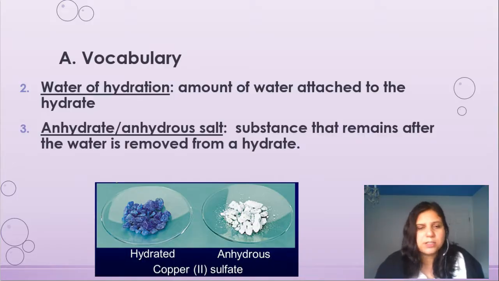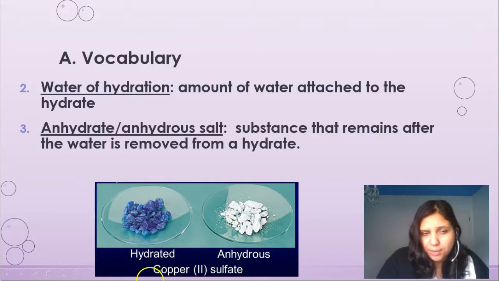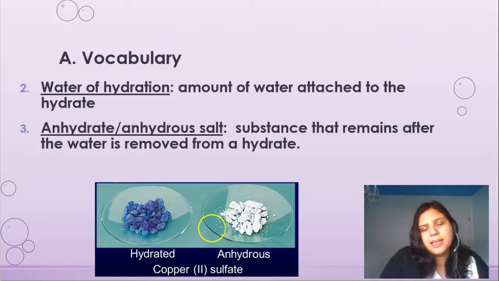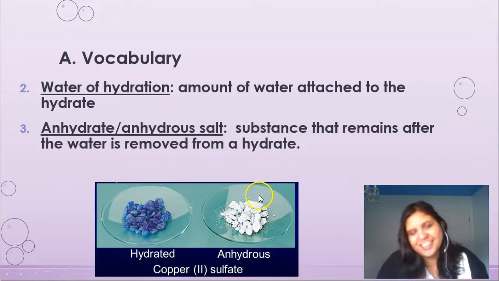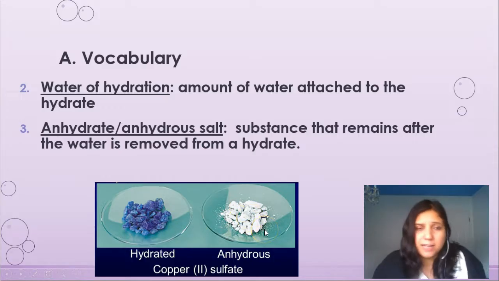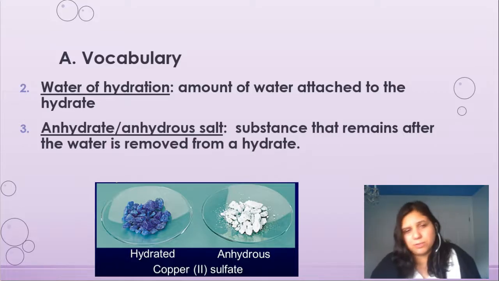And so in this picture here, you have hydrated copper(II) sulfate, that's with the water added, and then in order for it to become anhydrous, you have to add heat. And so it actually changes color from blue to white. And a lot of hydrates do this, but not all. Some of them turn from colorless to white.